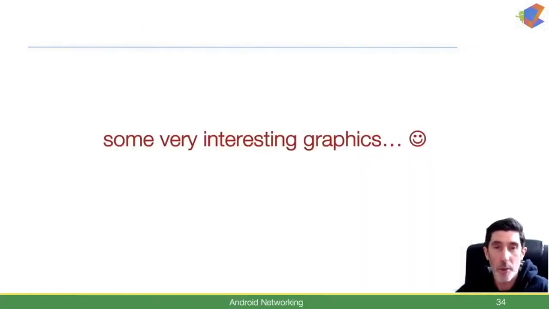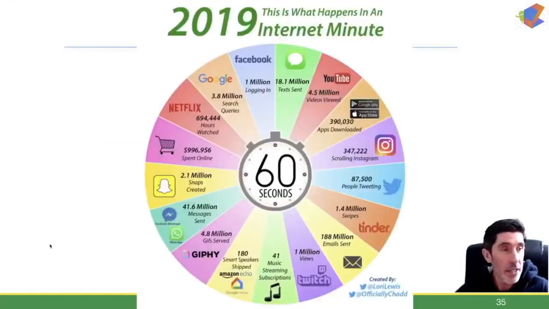Some other graphs to follow up. I have some very interesting graphs, well, I think they're very interesting anyway. Hope you do too. If we look at this one here, this is in 2019. I thought these were great. If we look at how much is spent online in a minute, 60 seconds, we have nearly $1 million spent. Nearly 700,000 hours on Netflix, 3.8 million searches, over 18 million texts sent. App downloads is an interesting one: nearly 400,000 app downloads.